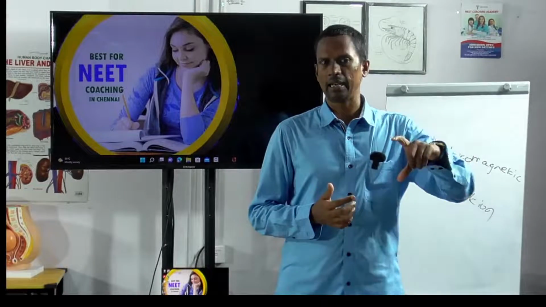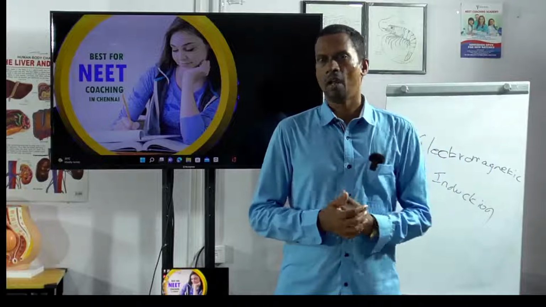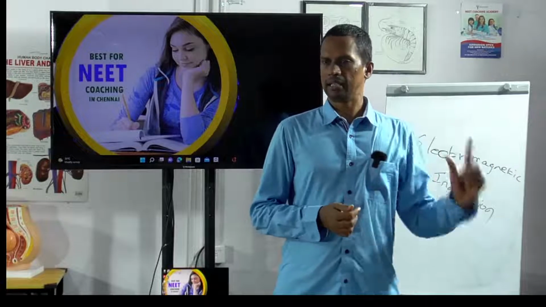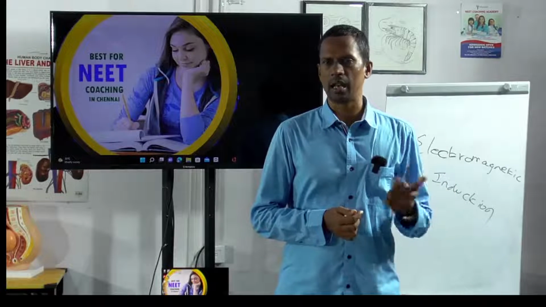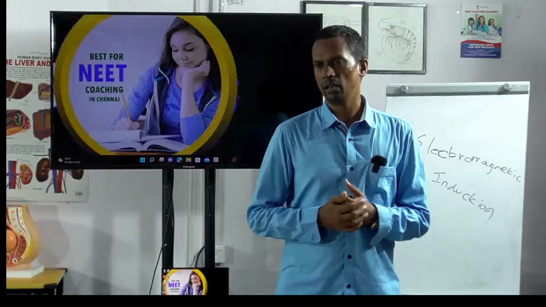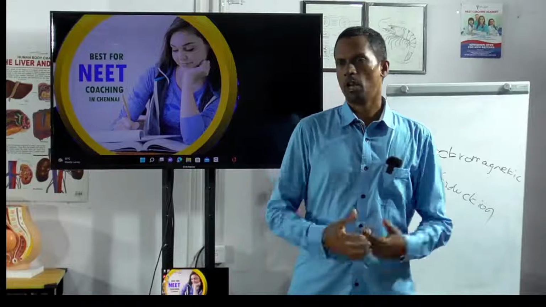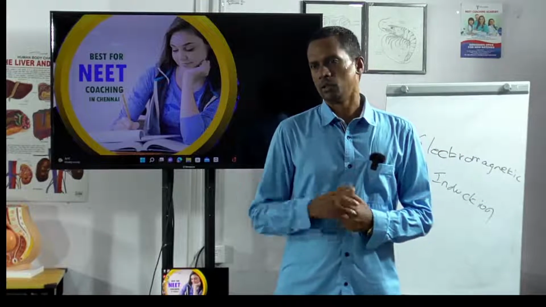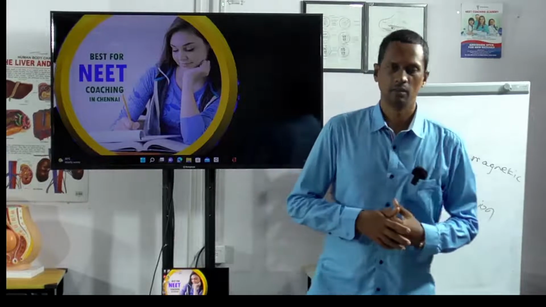So when the two magnets come, opposite poles will attract. Let us assume the brake has a north pole, which means the wheel should have a south pole. So both of them will try to attract each other. That is the eddy current. So the current that we passed is the eddy current.